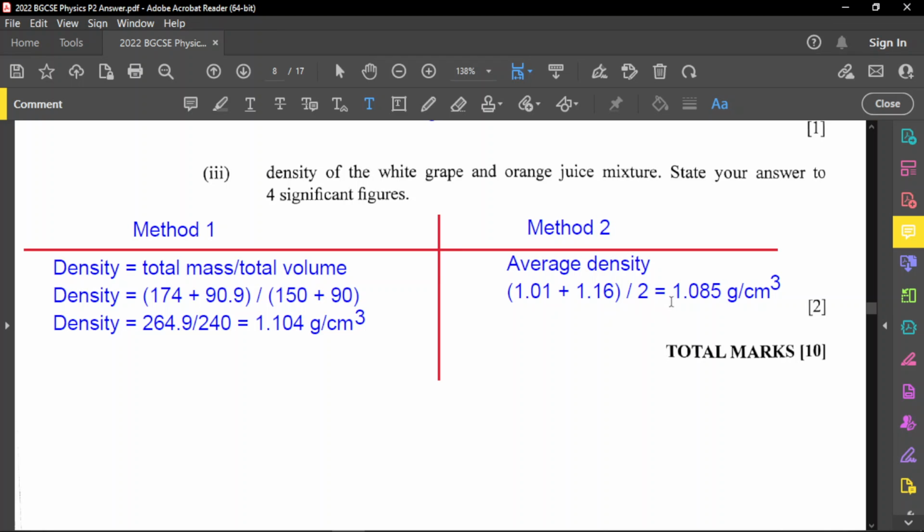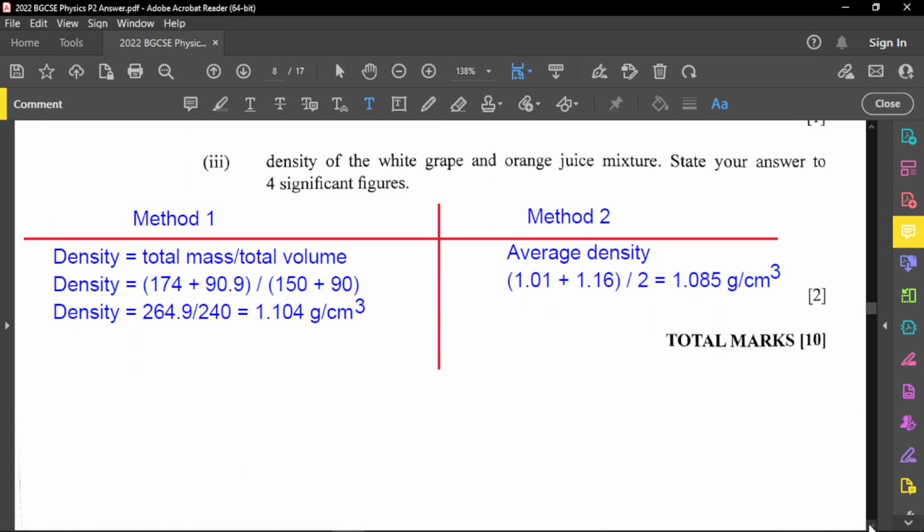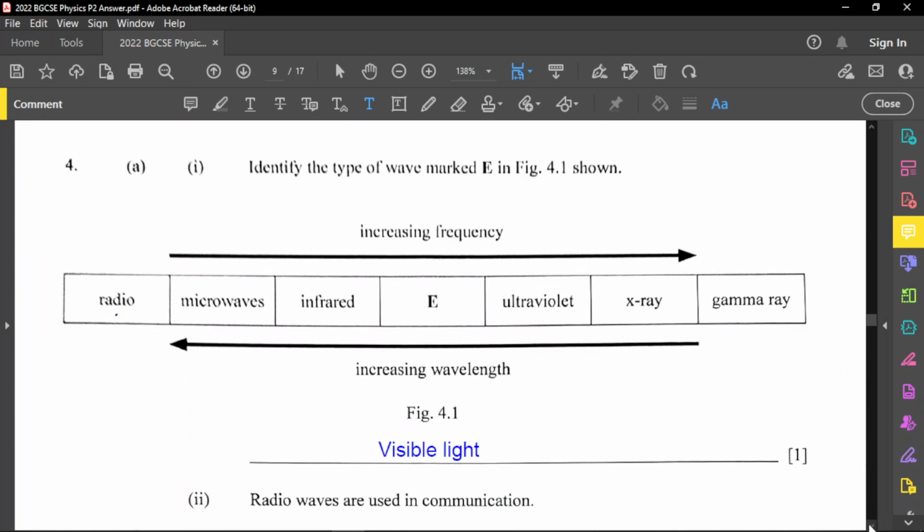And the point to note right here: if you round this off to 2 significant figures, you get 1.1. In the same breath, if we round this off to 2 significant figures, you get 1.1 as well, right? So both of them are pretty much the same thing. But again, method 1 tends to be the most accurate one because you account for all the masses and all the volume. Now for part 4, it's to identify the type of wave marked E in figure 4.1 shown.